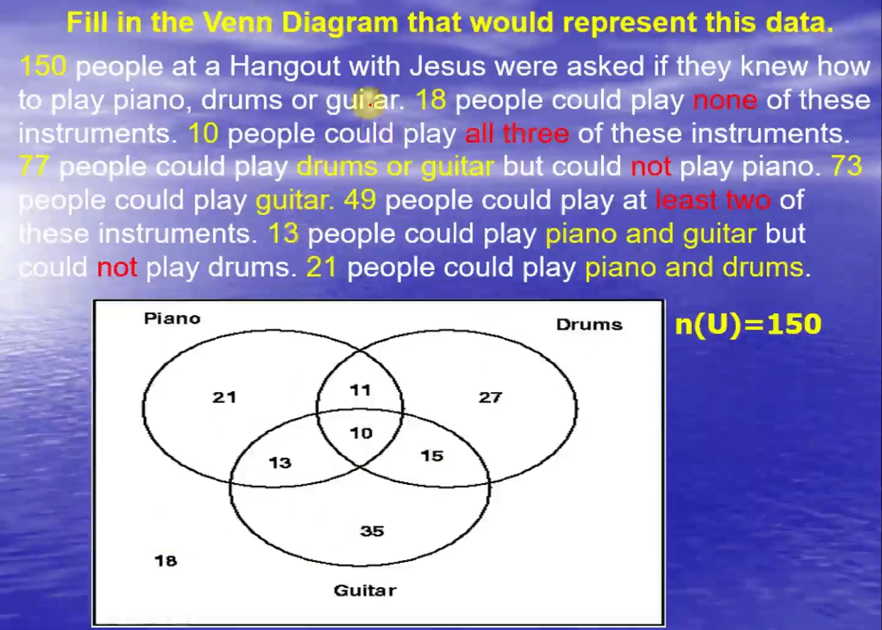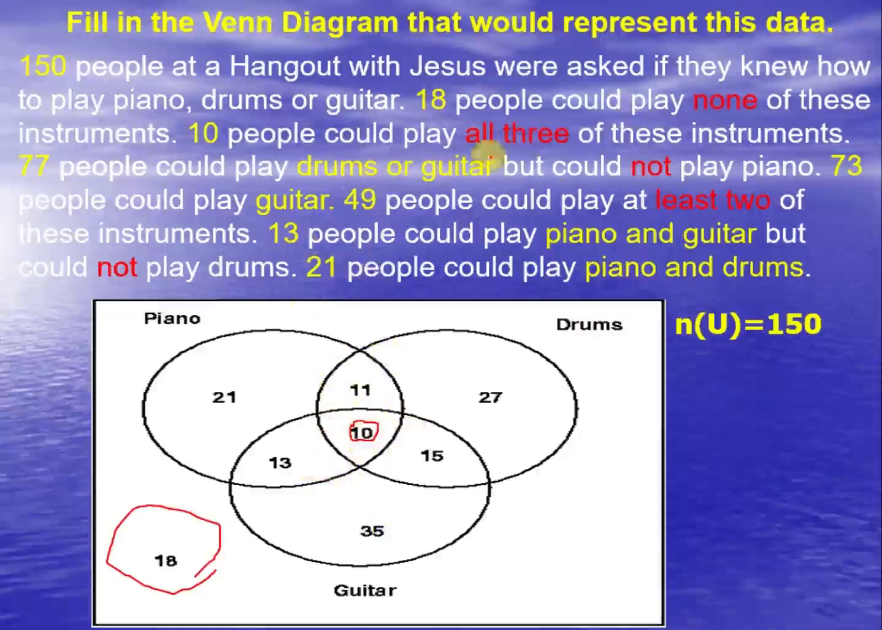Now, out of this 150, 18 people could play none of these. So none of piano, it is not inside piano, it is not inside those who play drums, it's not inside those who play guitar, but it's part of the whole universal set. So that's why we put it over here. Alright? Now, 10 people could play all the three. So all the three, the intersection is here. 10 could play all these three. Play piano, drums, and then guitar. Just rule them, and you see the intersection is 10.